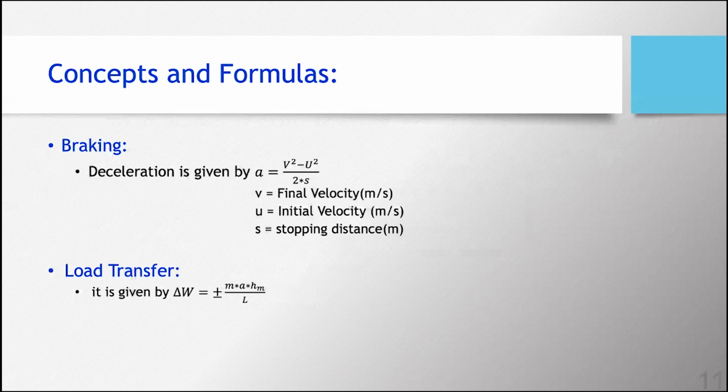Here, deceleration is calculated by the formula a equals v squared minus u squared by 2s, which is from the laws of motion: v squared minus u squared equals 2as. The rearrangement of the terms gives this formula. And the load transfer, as we saw previously, here plus or minus indicates the loss or the gain depending on the axle which we consider.